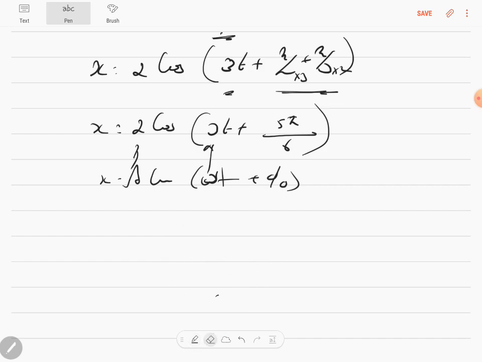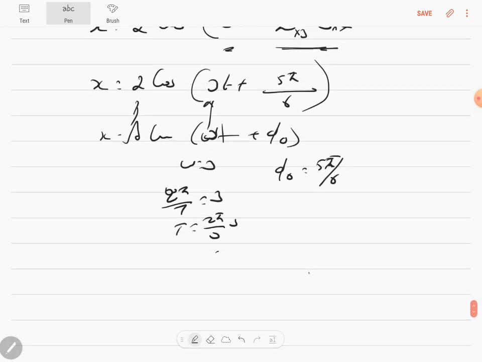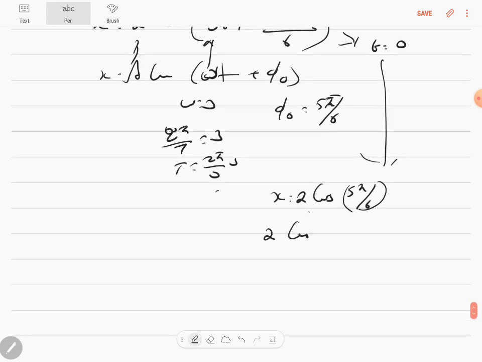So omega is equal to 3 shows that 2π/T = 3 and T = 2π/3 seconds, correct? And then what else? You know φ₀, the phase difference itself, is 5π/6. Okay, we got all this. Now you substitute t = 0 here. What will happen to this equation? x = 2 cos of, t is 0, means cos 5π/6. Which is 2 cos of, what is 5π/6? It is π minus π/6.